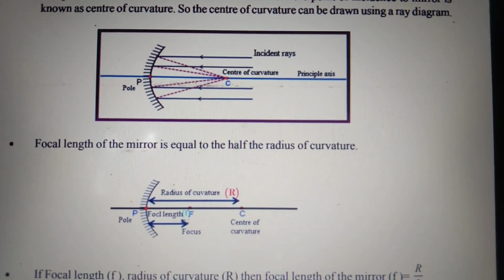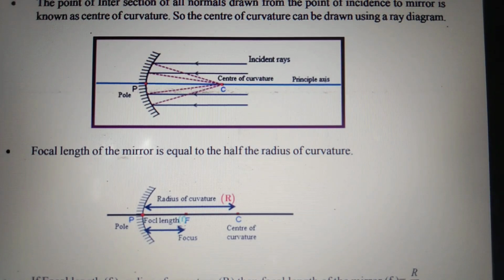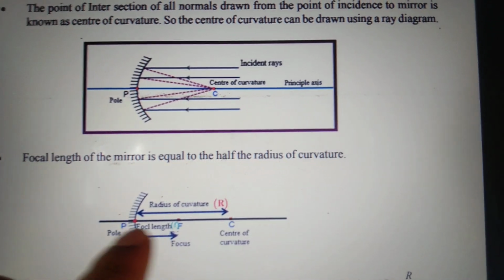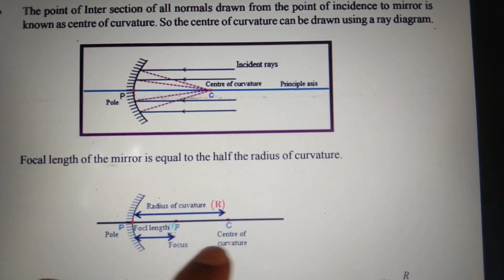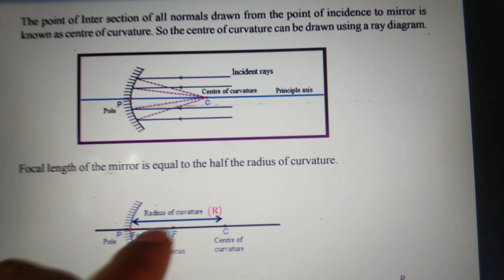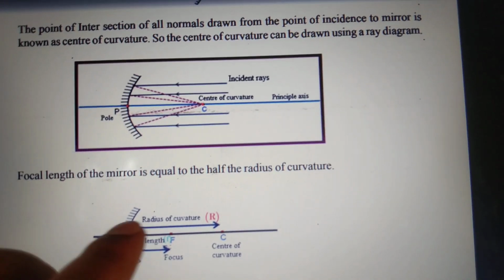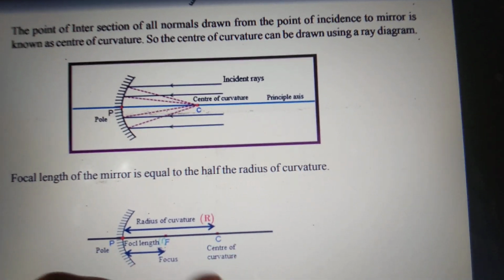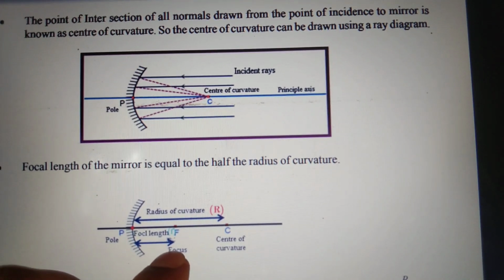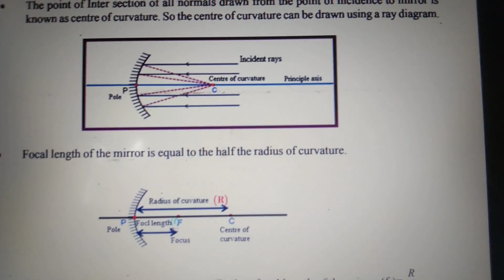Next, focal length. Distance between pole and focus is known as focal length. So focal length will be half of the radius of curvature. What do you mean by radius of curvature? Distance between pole and center of curvature is known as radius of curvature. This is our pole. Distance between pole and center of curvature is known as radius of curvature. Distance between pole and focus is known as focal length. Okay children?